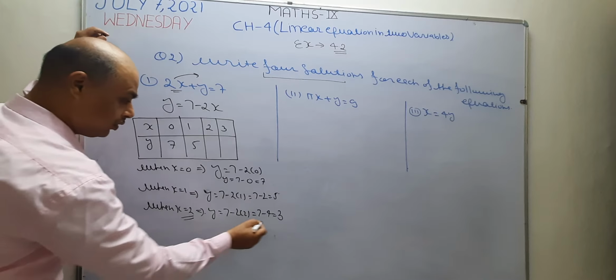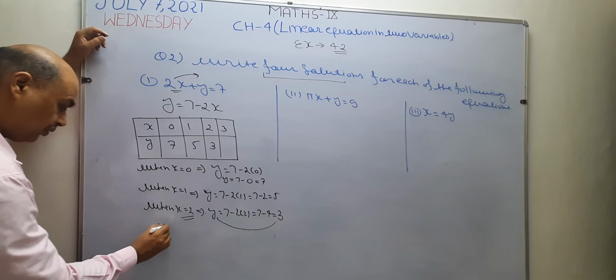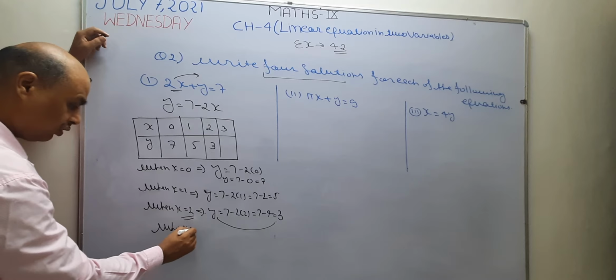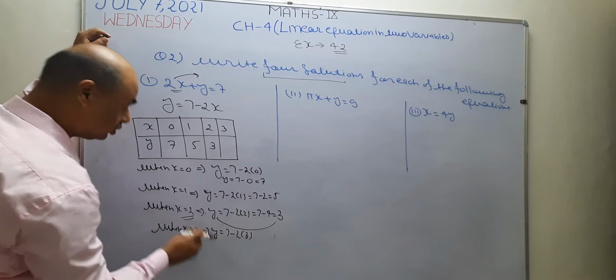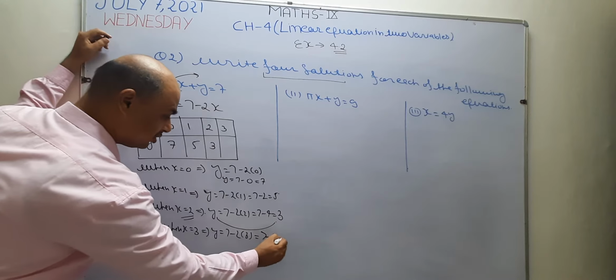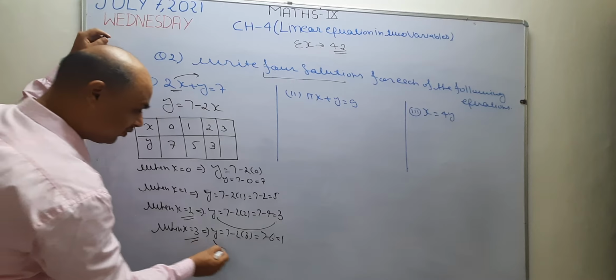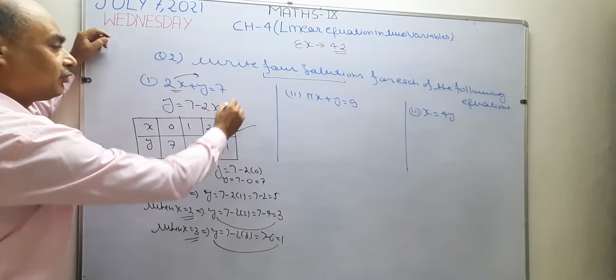When x is 2, y becomes 3. So write here 3. Next, when x equals 3, this implies y equals 7 minus 2 into 3. Instead of x, I write 3. So 2 threes are 6. 7 minus 6 is 1. When x is 3, y becomes 1. So I write here 1. This is the required solution of this equation.